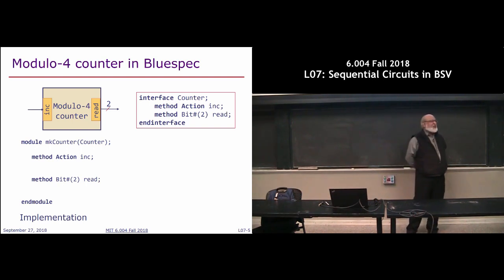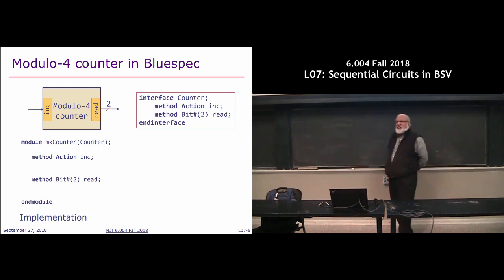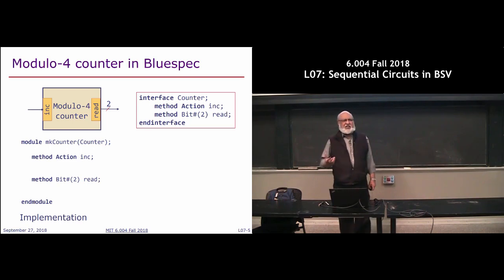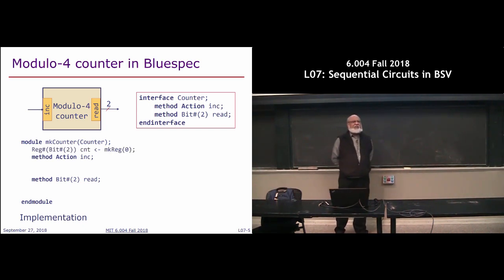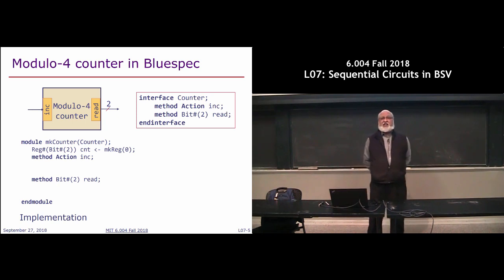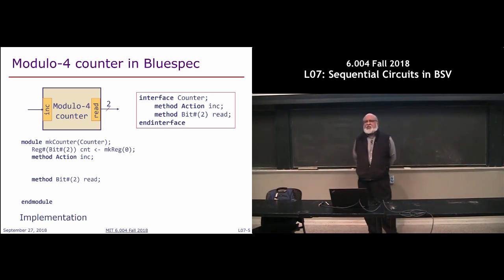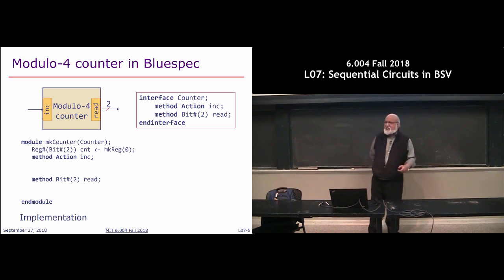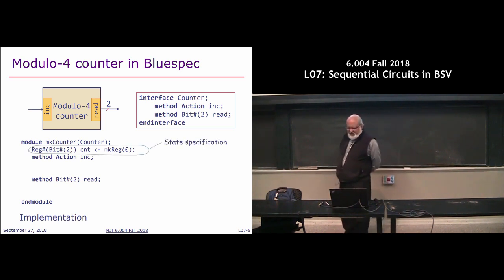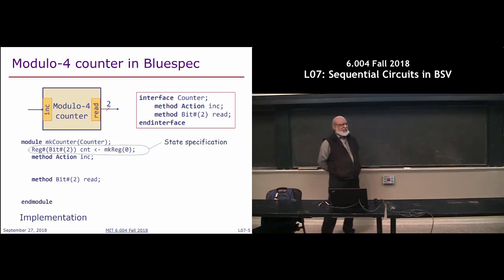So the next thing you'll have to decide, whenever you are implementing something, is what are the state elements? What do we need to implement this module? And what you saw last time was that we had 2 registers, 2 flip-flops. I'm just calling it register counter, which is, how big is it? 2 bits wide. This is the state specification.